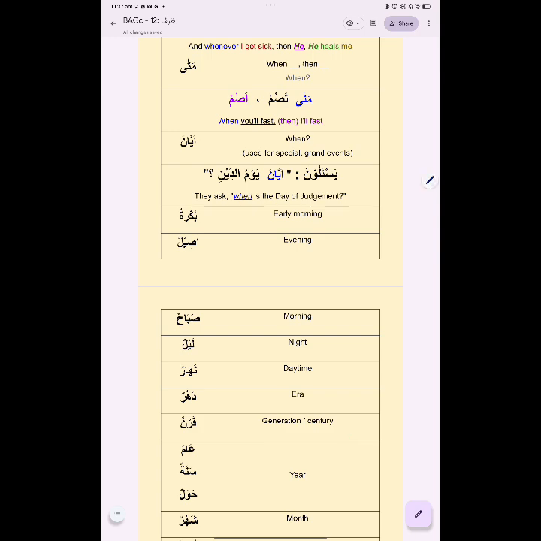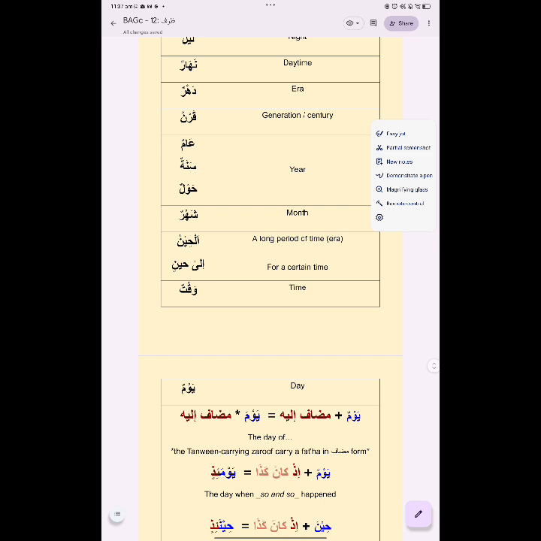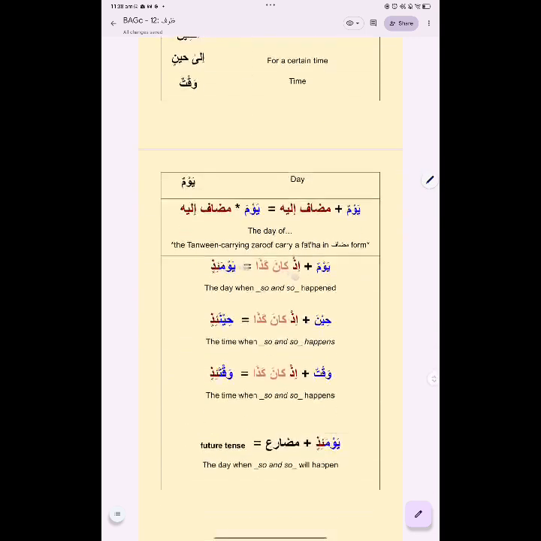Then you've got amun, sanatun, haulun, for the word year. Shahrun, month. Alhin, a long period of time, or simply an era. Ilahin means for a certain time. So alhin is a long period of time, or simply era, and ilahin is for a certain time. Waqtun is time, yawmun is day. Now, something about yawm.